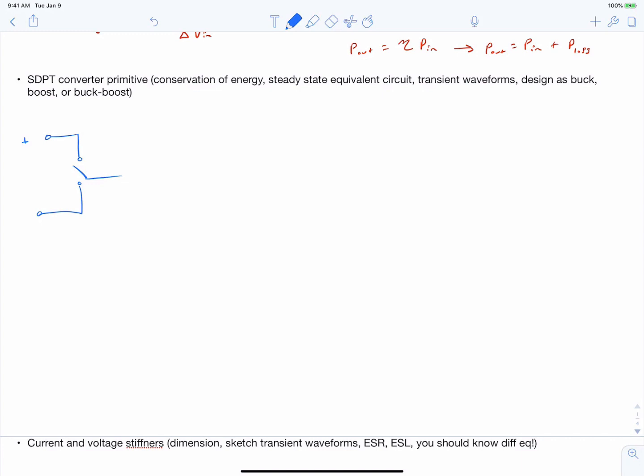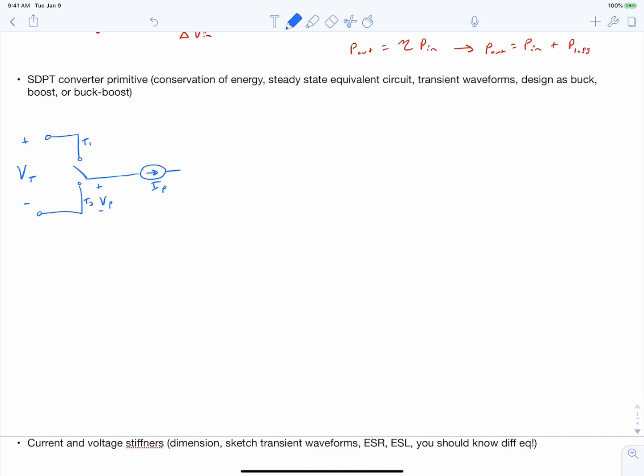and across the throws we've defined a throw voltage, and across the pole we've defined a pole voltage. So we have a top throw, throw 1, and a bottom throw, throw 2, and then we have an output current, which is our pole current. So you should become very, very familiar with this converter for this exam.